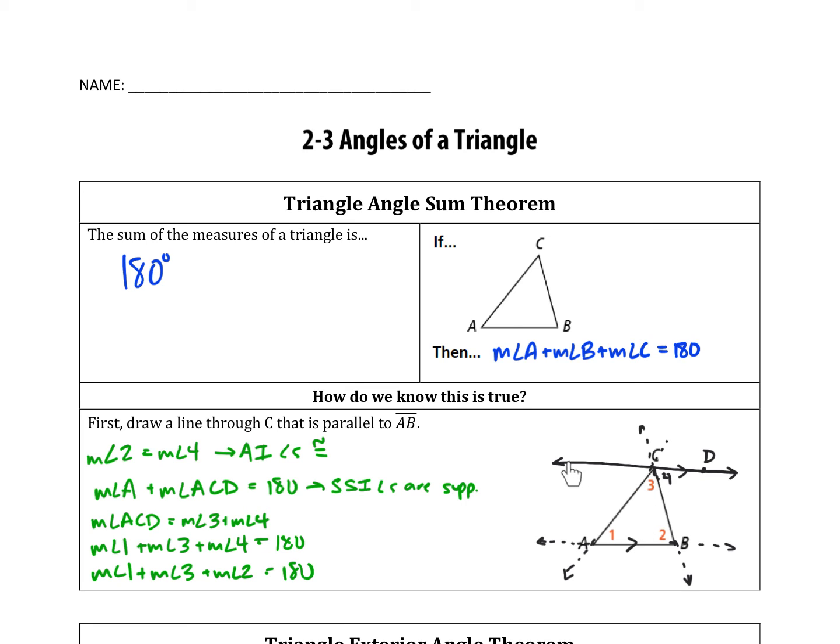It all comes down to adding this one parallel line here and then looking at some of the relationships that we've learned about with alternate interior angles and same side interior angles.